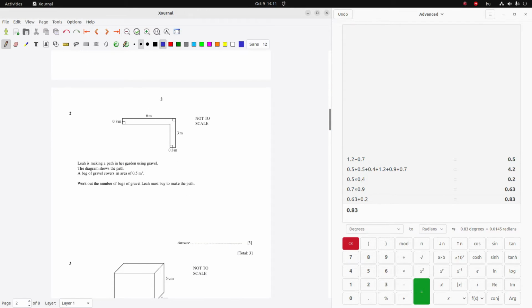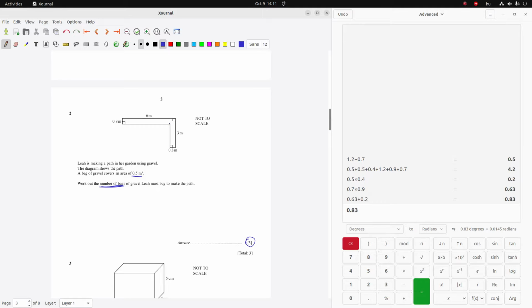Leia is making a path in her garden using gravel. The diagram shows the path. A bag of gravel covers an area of 0.5 meters squared. We want to know the number of bags, and we see that it's a 3-point question. So we know that one bag covers this area, so we need to know the total area and divide it by this to get the number of bags.